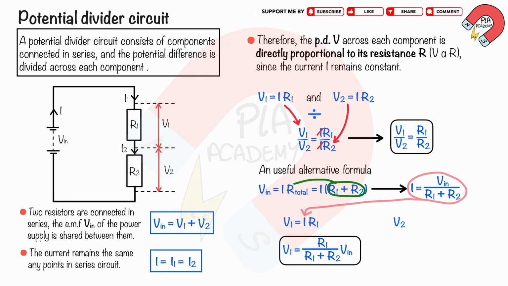The PD across R2, V2 equals I times R2. Substituting I equals V input over R1 plus R2. So, V2 equals R2 over R1 plus R2 times V input.